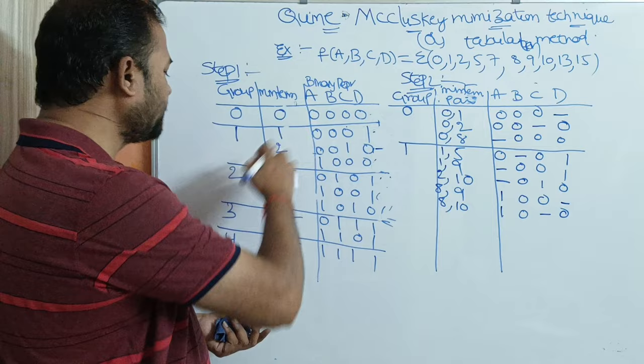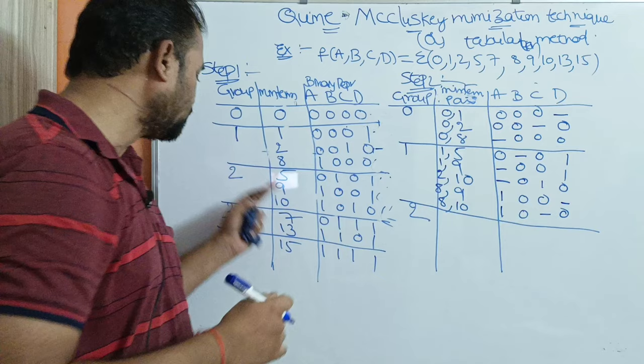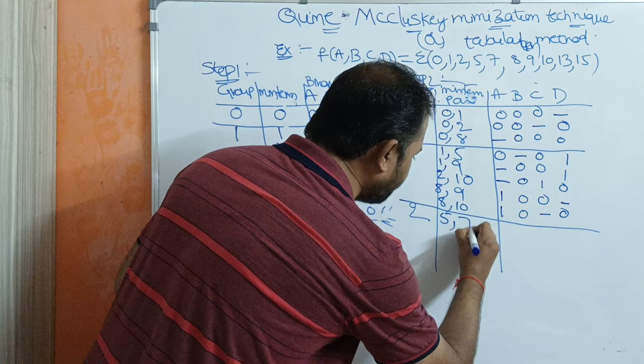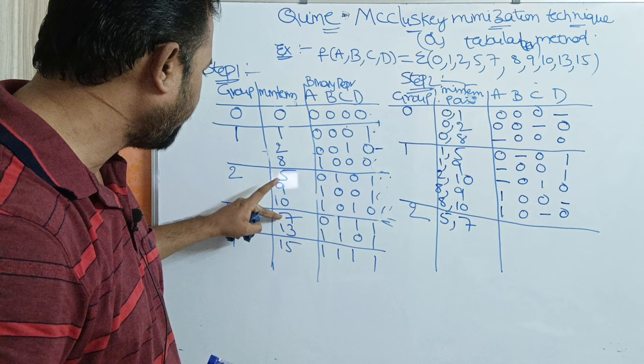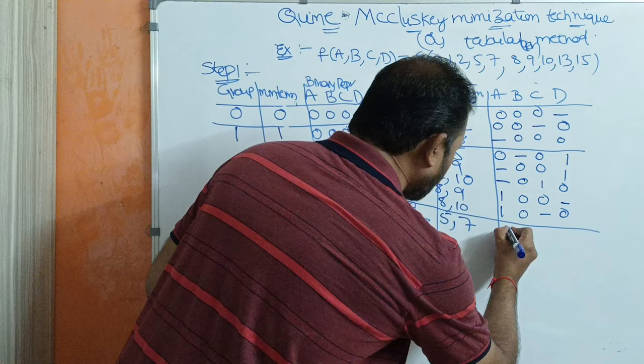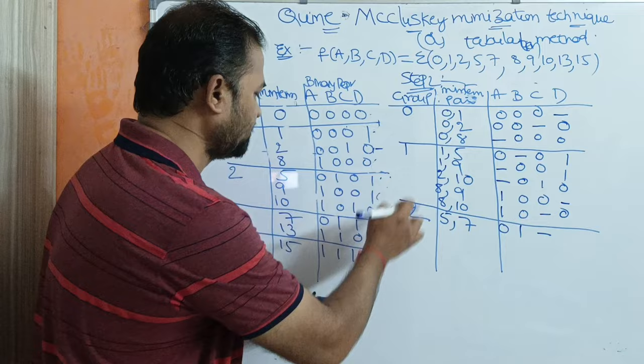Next we have to compare group 2 with group 3. So compare 5 with 7. Only 2 difference. So 7 minus 5 means 2 only, so there may be a possibility that we can make them as a pair. So 5, 7. So 0, 1, 0, 1 and 0, 1, 1, 1. First two are same, 0, 1. Next 0, 1 means we can write as dash. So 1, 1. So 1.